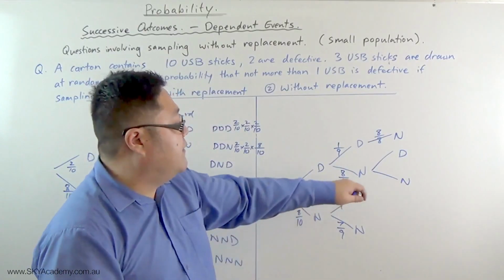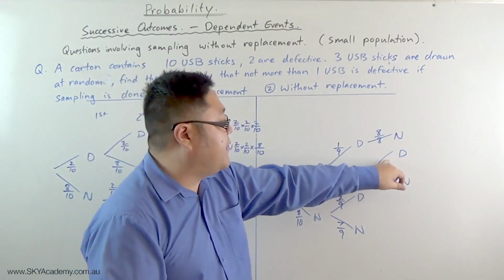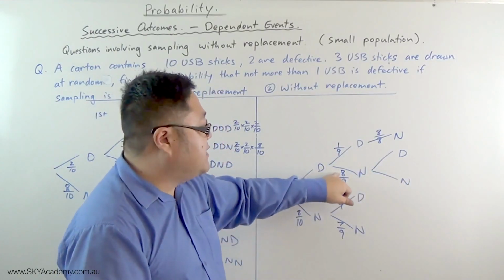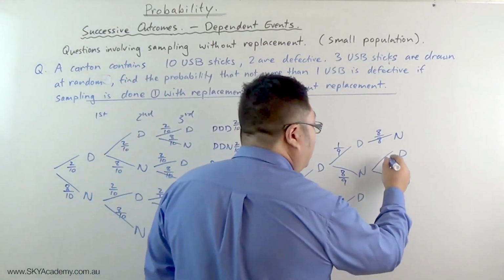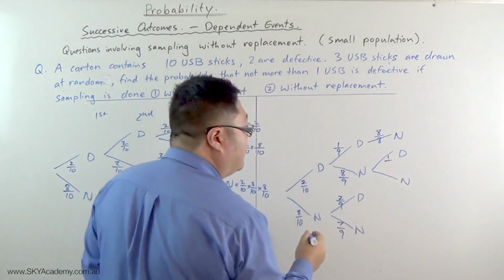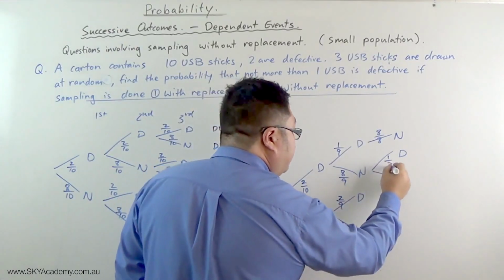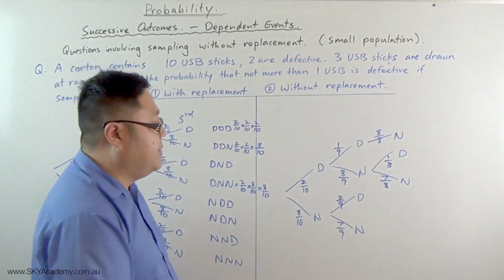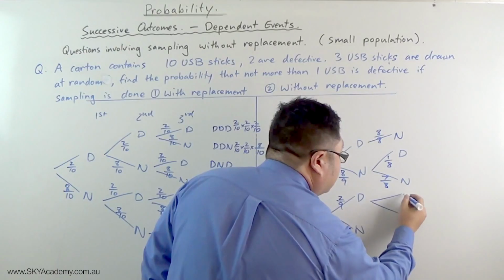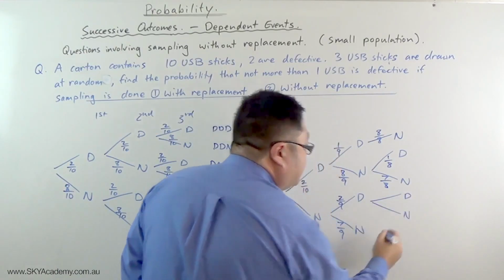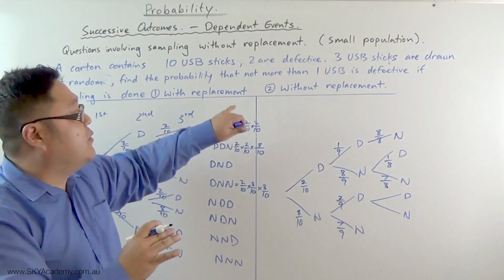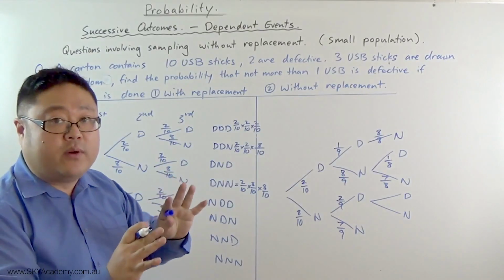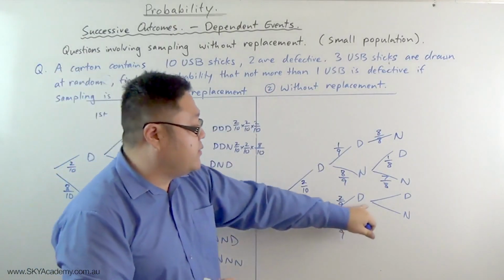The probability of choosing a second defective one at your third choice is going to be 1 out of 8, and this one's going to be 7 out of 8. Does that make sense? Yep. See how doing questions without replacement is actually a little bit more tricky. You got to think through it a little bit more.